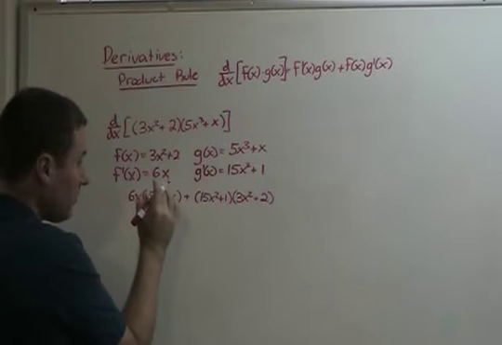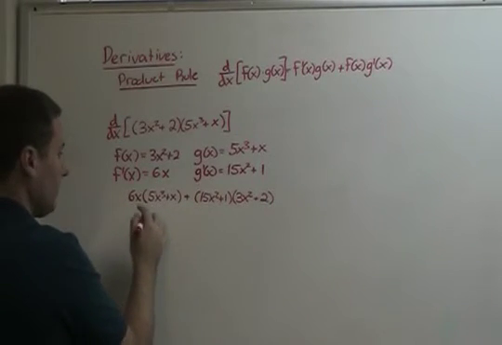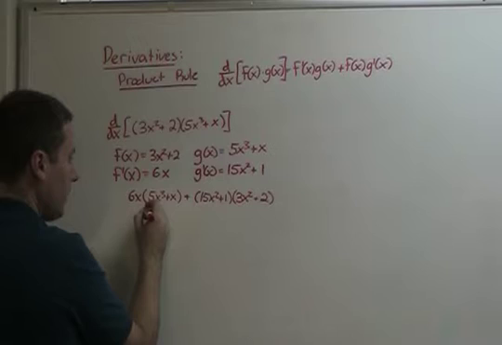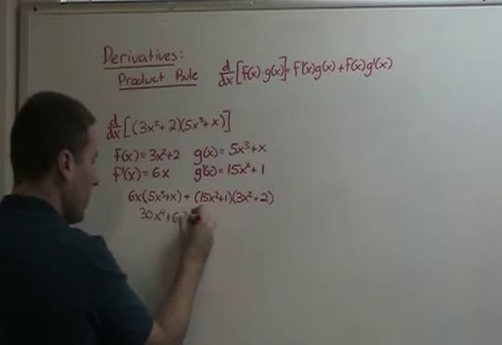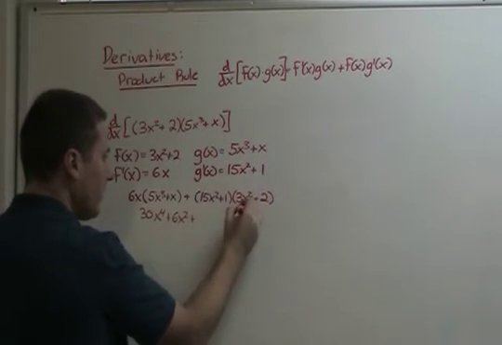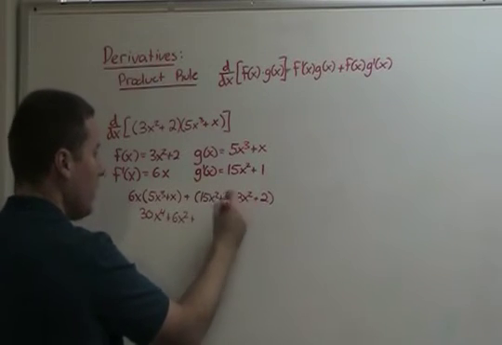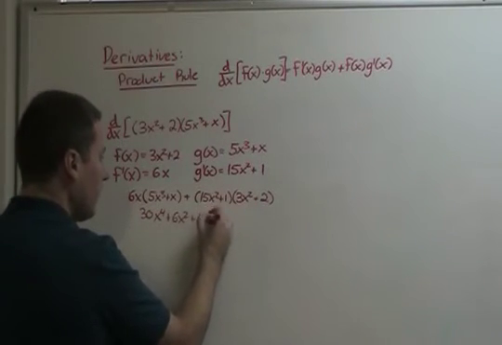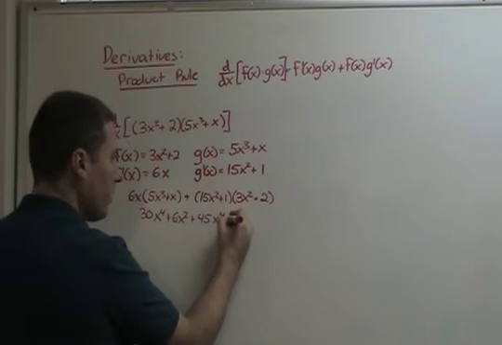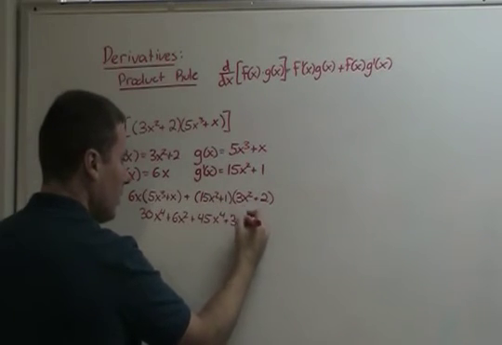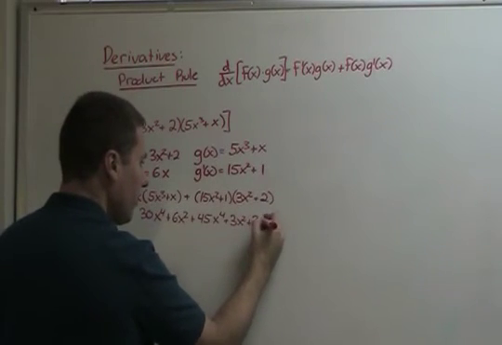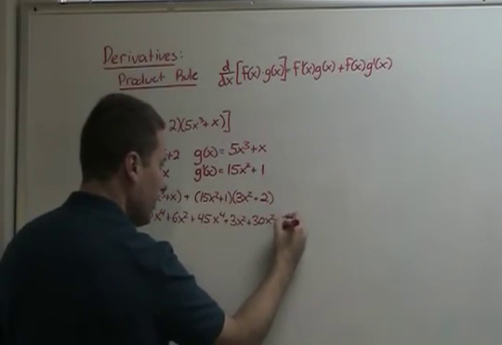Now I'm going to FOIL it out and see if I can factor and combine. So I'm going to do 6x times 5x cubed, that's 30x to the 4th, plus 6x times x is 6x squared, plus 15x squared times 3x squared, which equals 45x to the 4th, plus 3x squared times 1, plus 15x squared times 2, 30x squared, then plus 2.